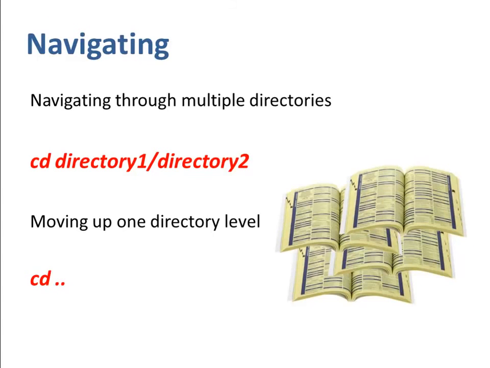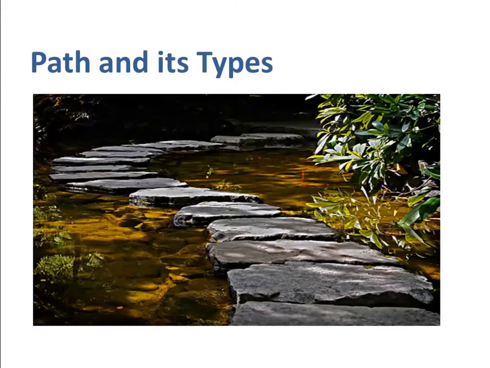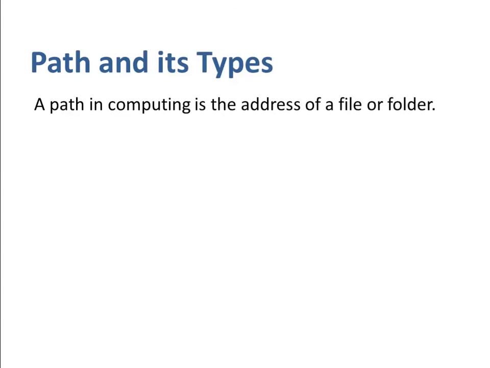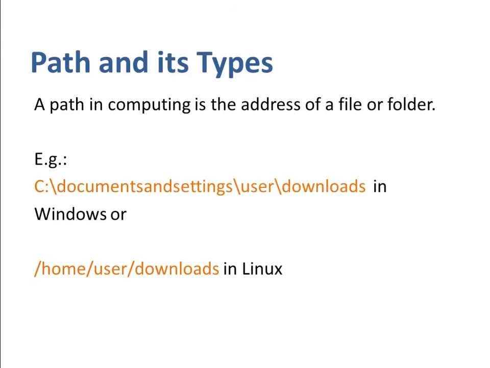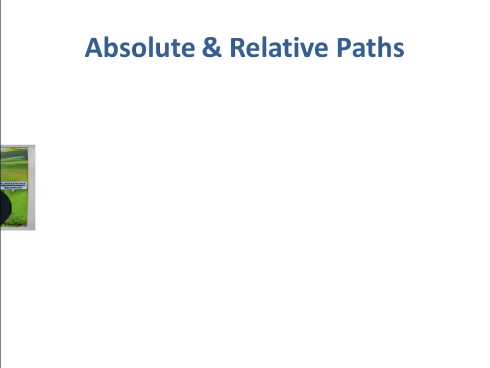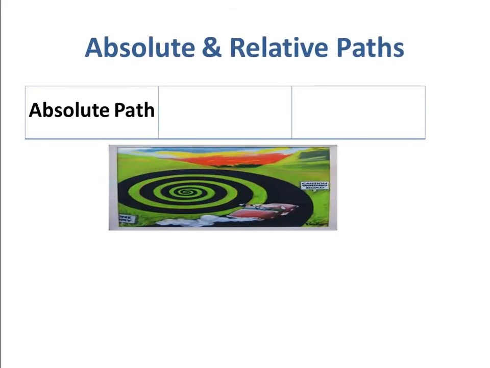It is important to understand what is path in computing and what are its types. Just like a path can make you reach your home, a path in computing is the address of a file or folder. So, the C, Documents and Settings, User, Downloads in Windows and Home, User, Downloads path in Linux would take you to the Downloads folder. There are two kinds of paths, absolute and relative. Let's start with the first one.